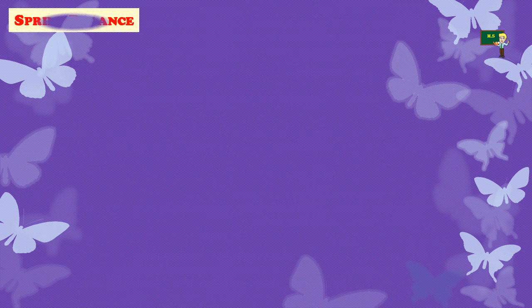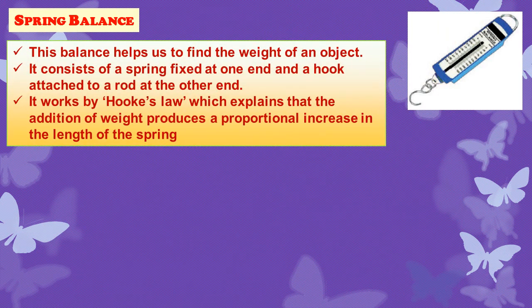Next one, the spring balance. This balance helps us to find the weight of an object, and it consists of a spring fixed at one end and a hook attached to a rod at the other end. It works by Hooke's law, which explains that the addition of weight produces a proportional increase in the length of the spring. That means this spring will be extended. Usually you can see this spring balance in old paper marts.